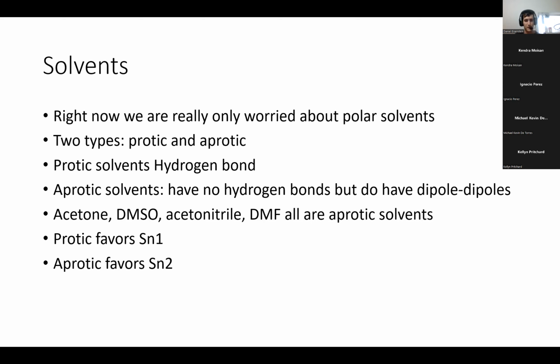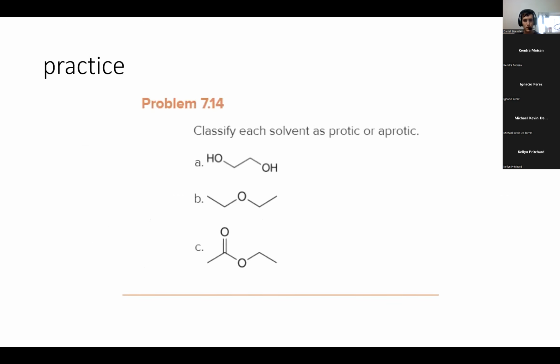For common protic solvents, I want you guys thinking like ethanol, methanol, propanol, so on and so forth, as well as water. Basically, any alcohol, any amine, any water, they're going to be the main things that can hydrogen bond. Is it polar protic or aprotic?